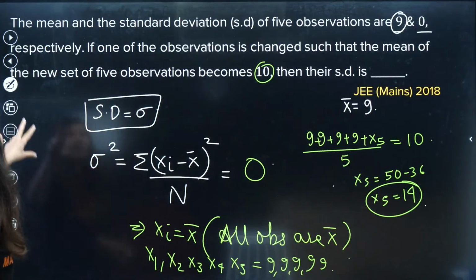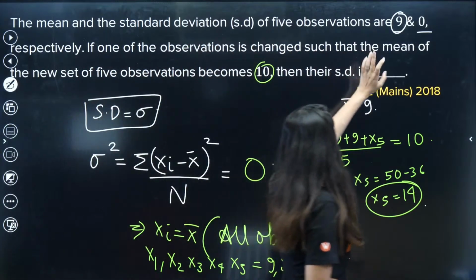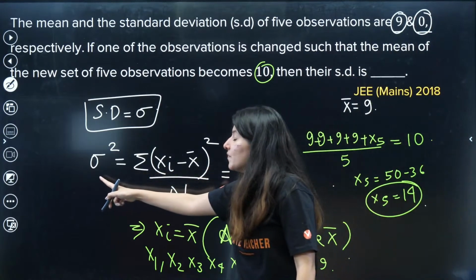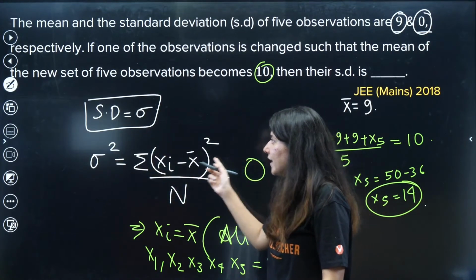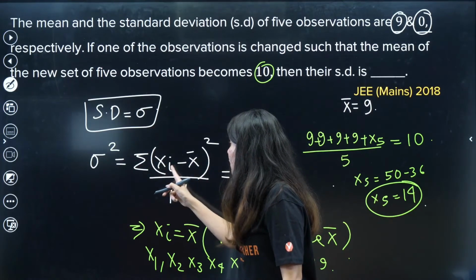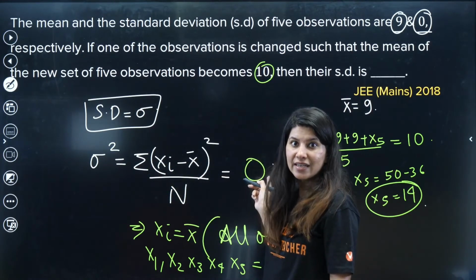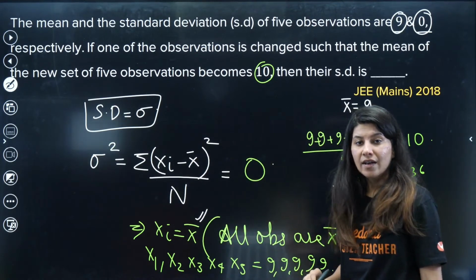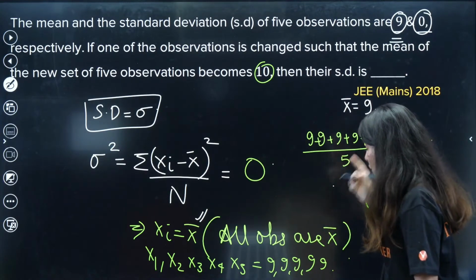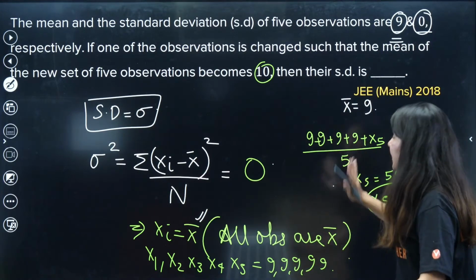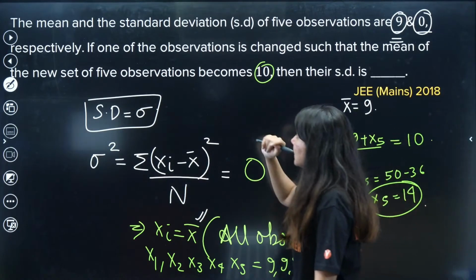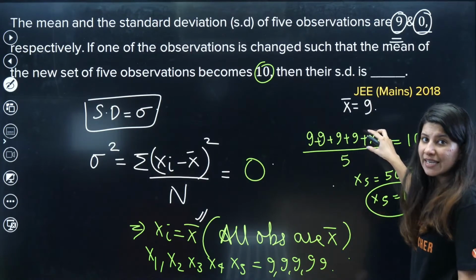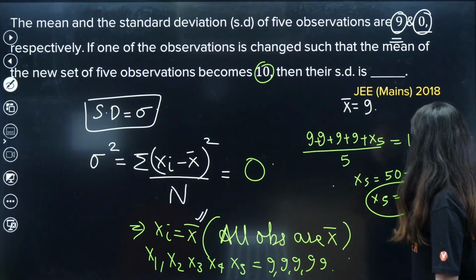Shall I explain it one more time? So mean and standard deviation of 5 observations are 9 and 0. The moment I look at a 0, I realize that variance and standard deviation both are 0, right? So that simply means that all the observations will be equal to the mean. Only then it will become 0. And what is the mean? 9 is the mean. That means all observations will become 9. But what they are saying is, this time they have removed one observation. So the fifth observation, which is 9, I have removed it. And the new mean will become 10.